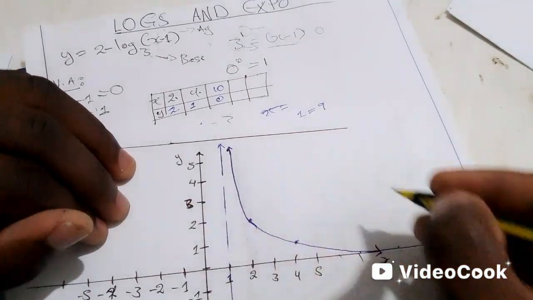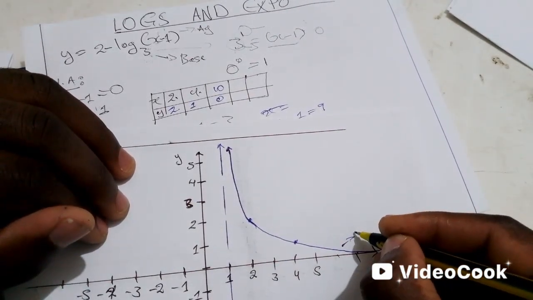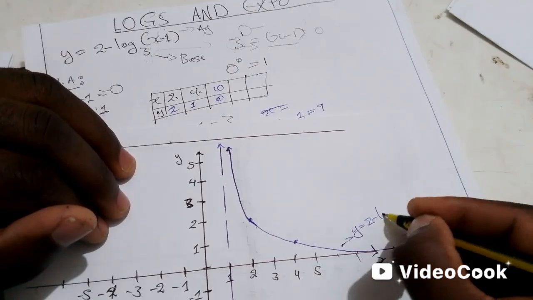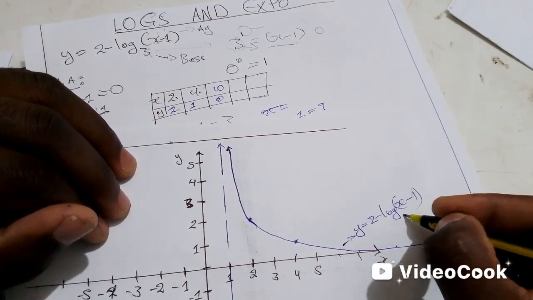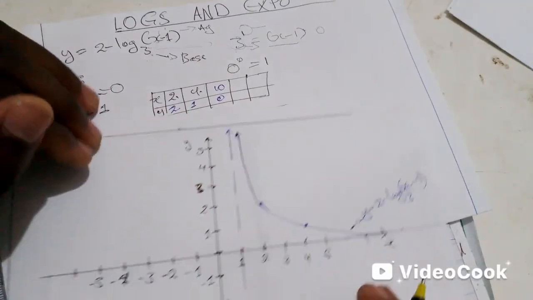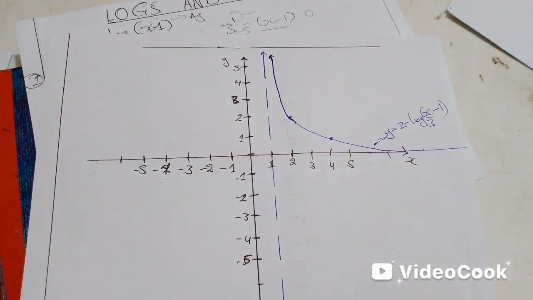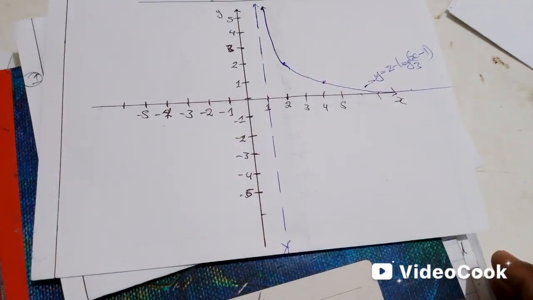You just name it. This graph is, we said, y is equal to 2 minus log(x minus 1), which is a base of 3. You are done, and you'll get all the 5 marks. That is the graph for that.